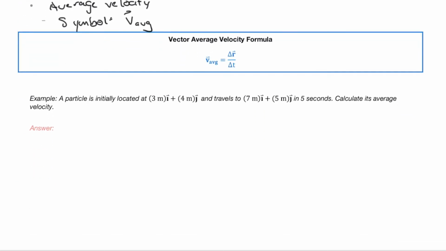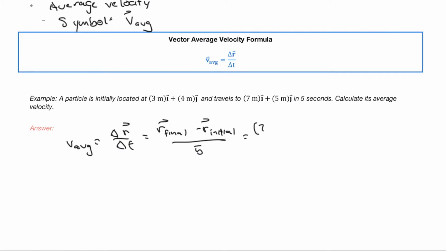Let's look at how we apply this in a problem, and I hope you see that it is not that different than what we did in one dimension. It's almost like replicating two one-dimensional problems. So in this case, we have a particle at an initial location, and it travels to a final location in 5 seconds. We're asked to find its average velocity, and so we start by writing down its formula. This is simply r final minus r initial over the time, which was given to us as 5 seconds.